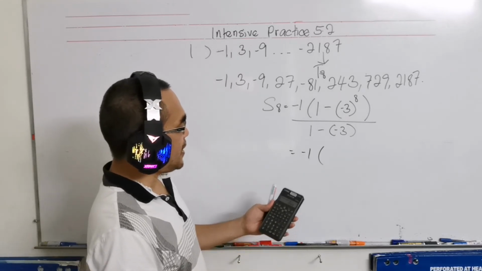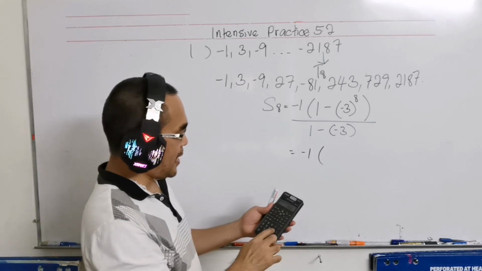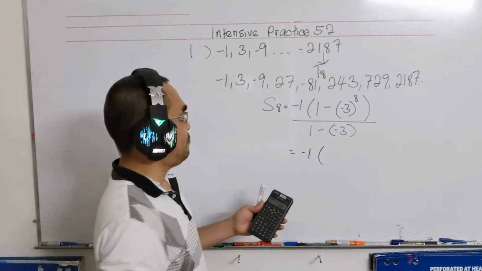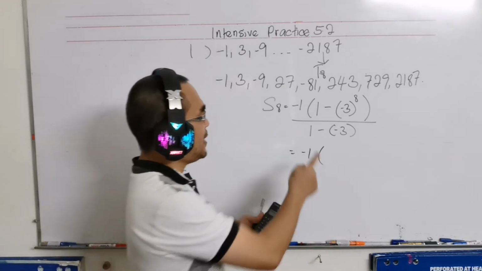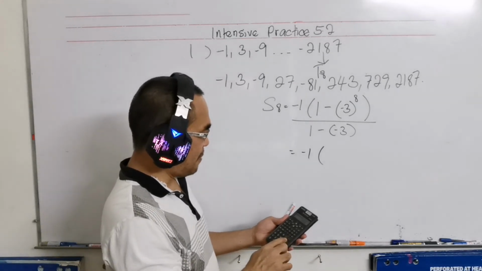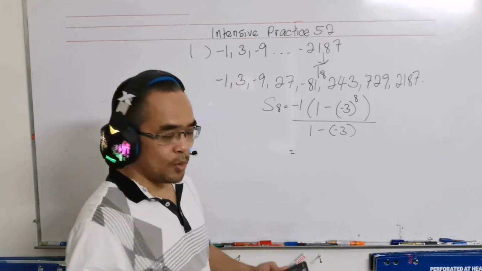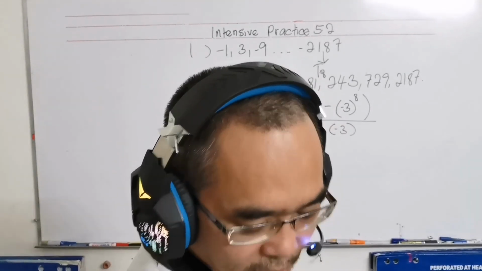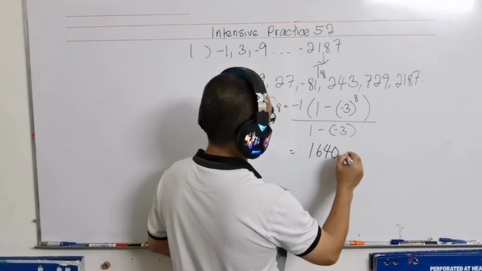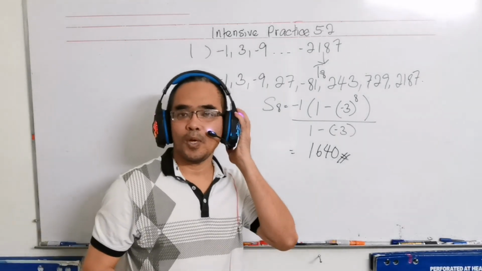Then I will get negative 6560. I have to multiply by negative 1, so it changes to positive 6560, and then 1 minus 3 will be 4, so divide by 4. So the answer is 1640. Okay, that's all for question number 1A.